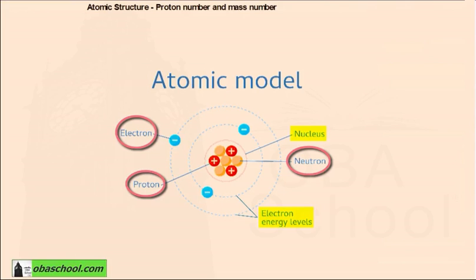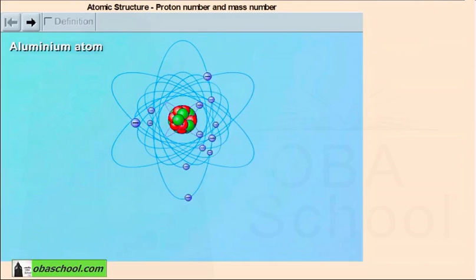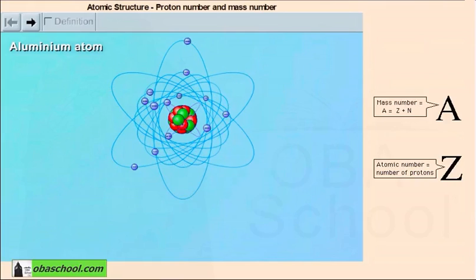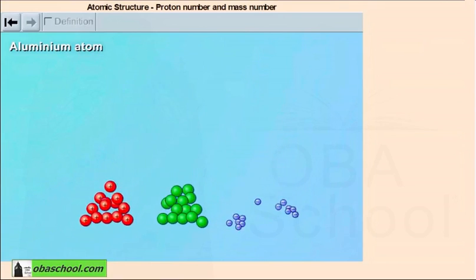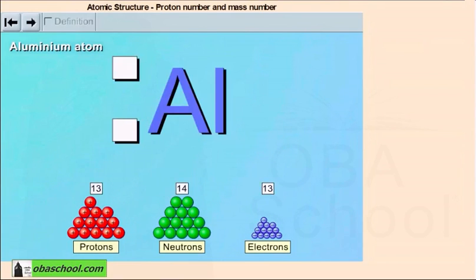Basically, atoms can be represented by their chemical symbols. They're represented by two numbers, which indicate the number of each part in the atom. These two numbers are the mass number and the atomic number. Now let's figure out the number of each particle in an aluminium atom. So it has 13 protons, 14 neutrons, both in the nucleus, and 13 electrons moving around the nucleus in energy levels. Now we'll start with the number of protons.